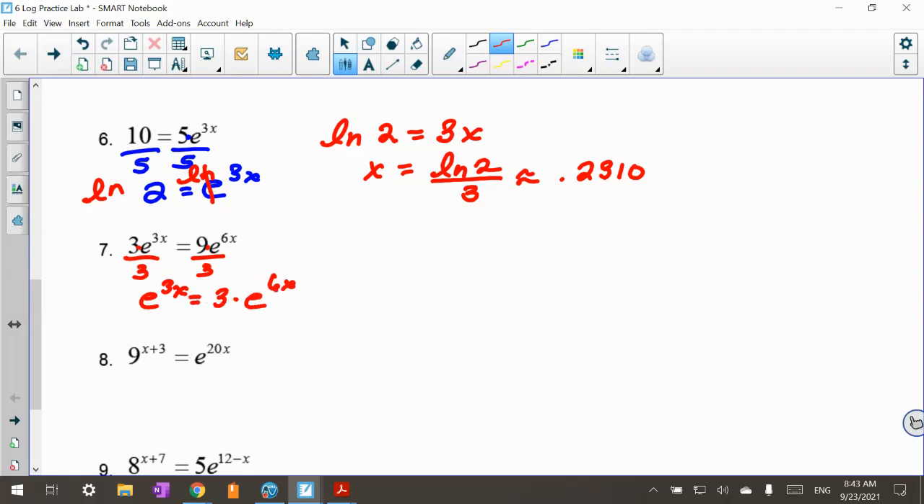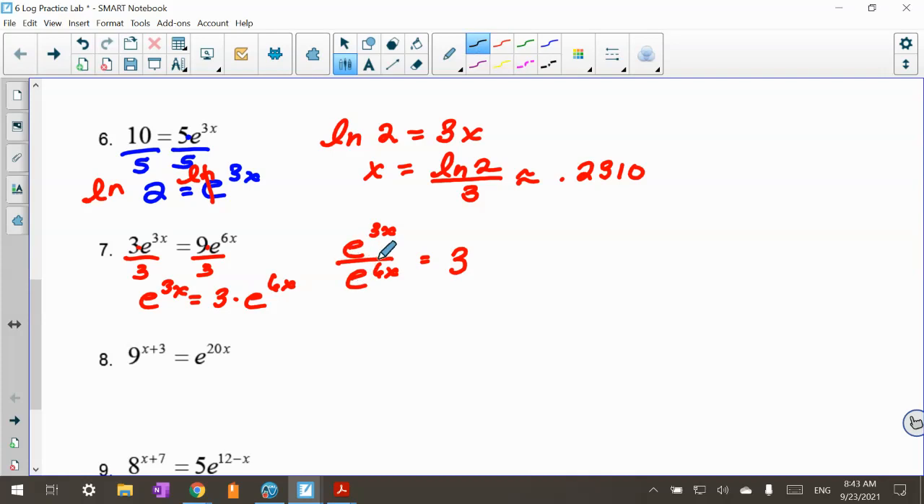Okay, and then I said, oh, wait a minute, these bases are the same. I can divide by that. So this is what I have: e to the 3x divided by e to the 6x equals 3. Now this is a little bit different than the one I did before. The exponents don't match, but the bases do.